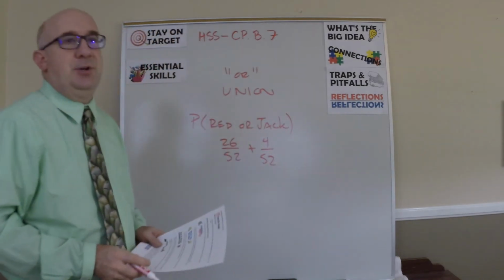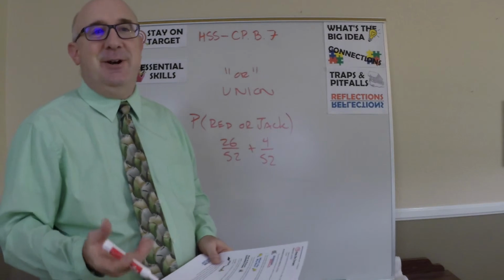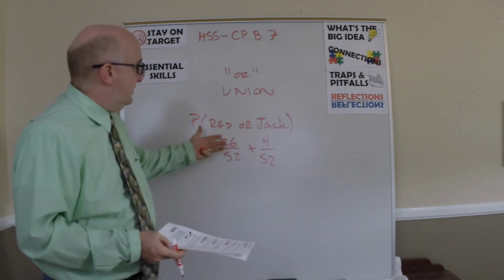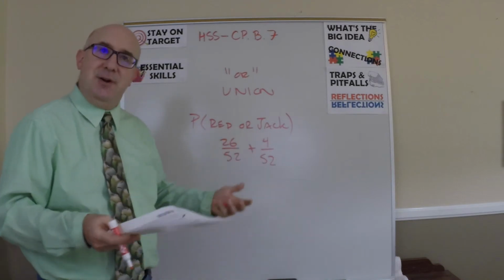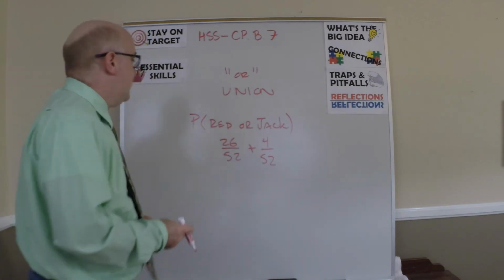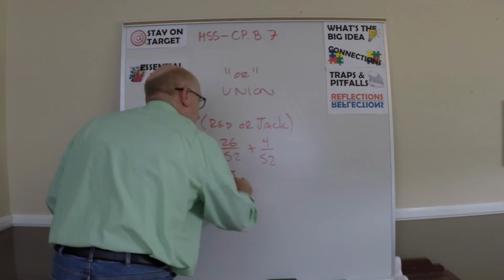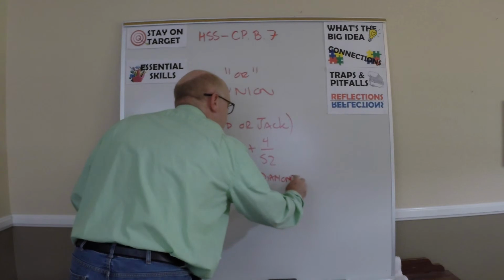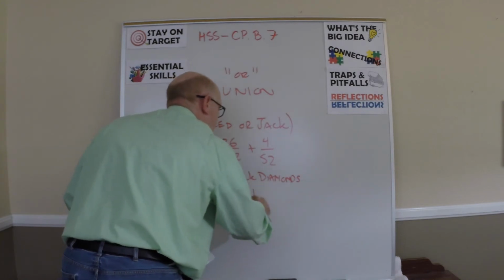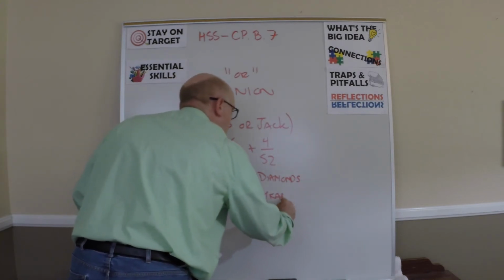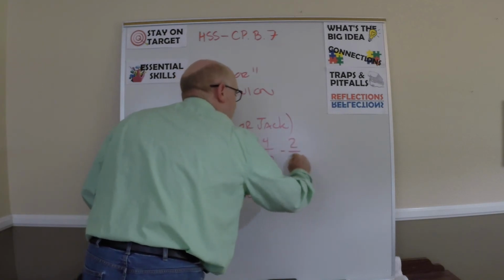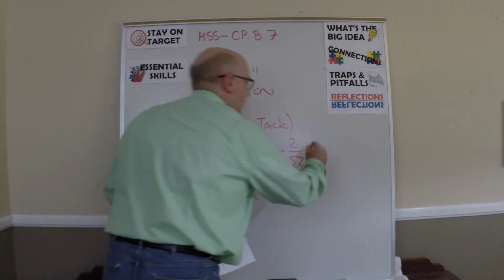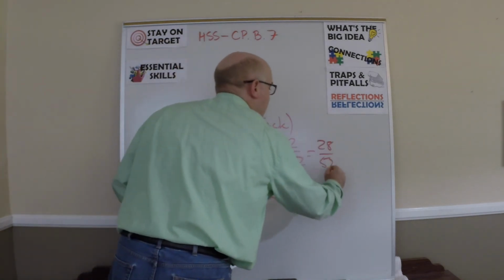Now, the only trick with the addition rule, of course, is if there's an intersection. If they're overlapping each other, you counted the red cards and the jacks, and you counted some cards twice. Which ones did we count twice? The jack of diamonds and the jack of hearts. And so we've got to take those two back in our calculations. So we get 28 out of the 52.